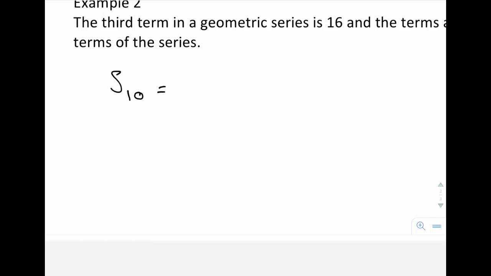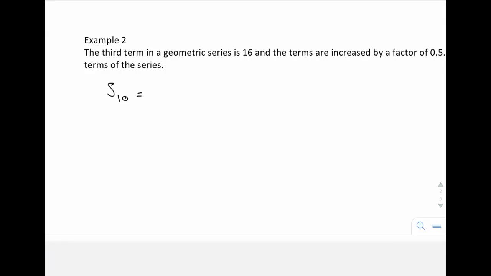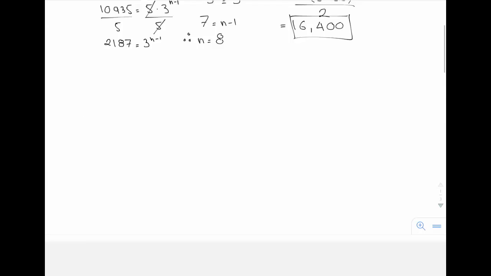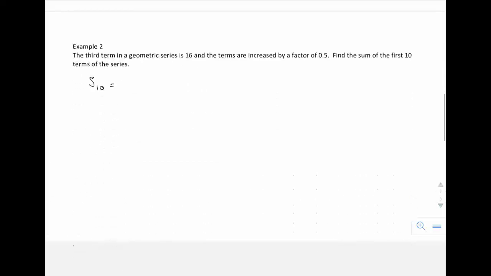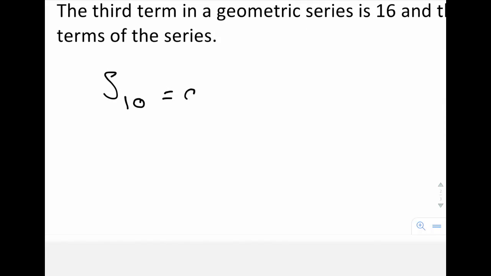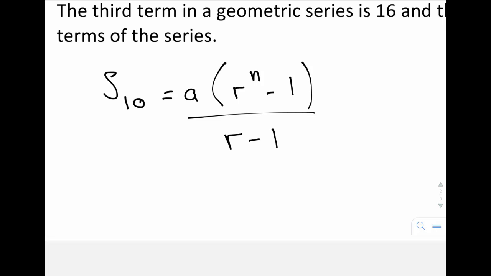So we know that the formula is what? Let me remind myself here. So we got the first term. We have a times r to the n minus 1 all over r minus 1.